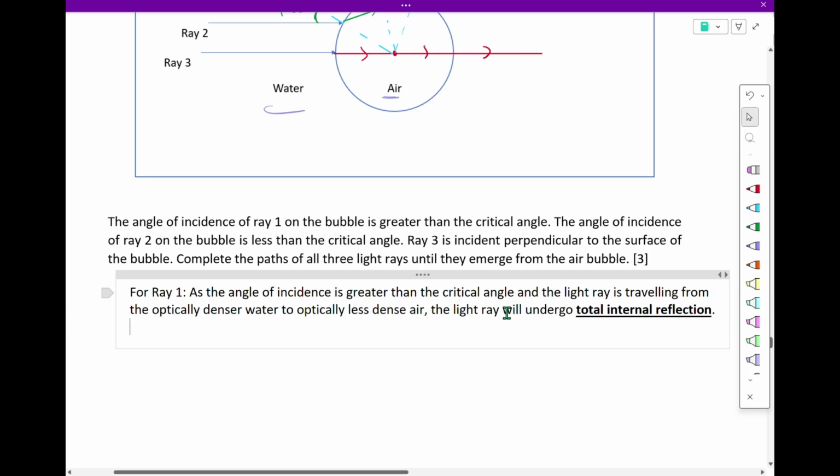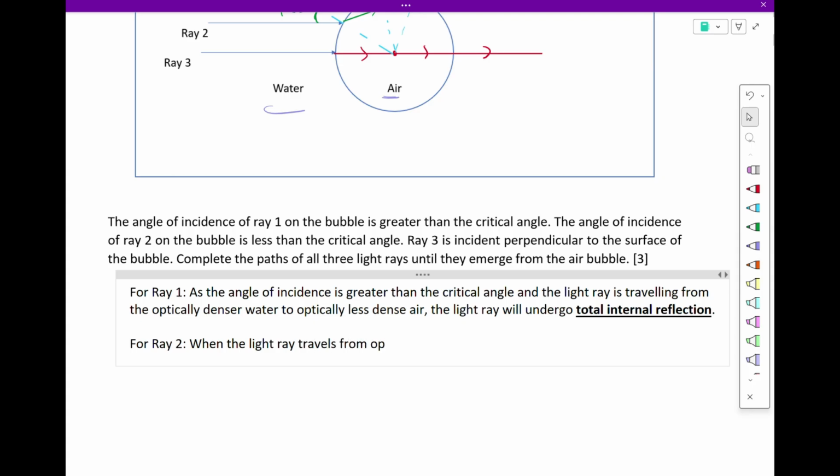Alright, the next part over here is for ray number 2. What happens for ray number 2 is that when the light ray travels from optically denser water to optically less dense air, the light ray will speed up and bend away from the normal.